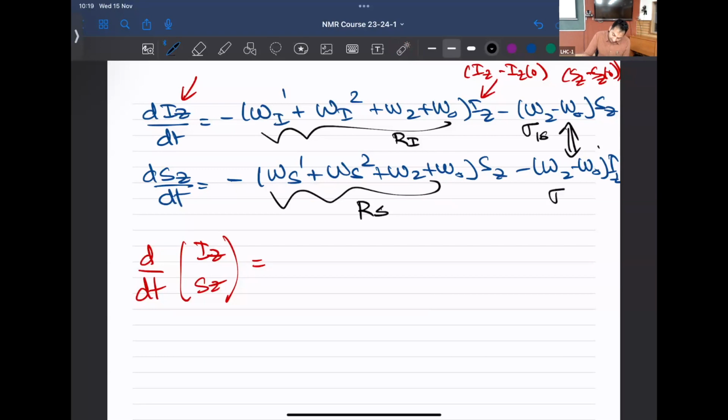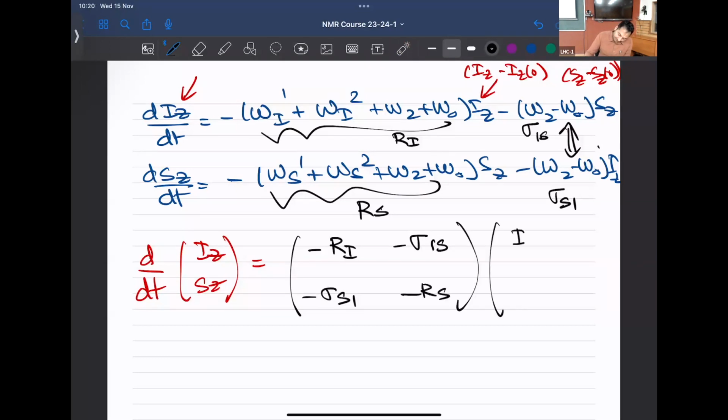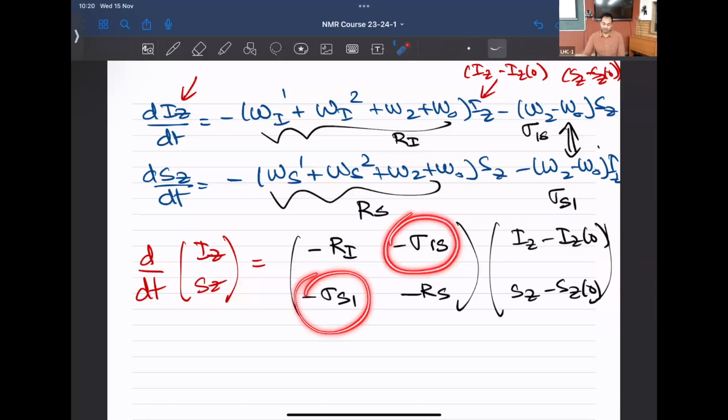This will be sigma Si. So what could one write is something like Ri minus sigma Is minus sigma Si minus Rs, Iz minus Iz0, Sc minus Sc0. Okay. So what are we learning from here is an important lesson. One can always argue what's going on here versus what is going on here.